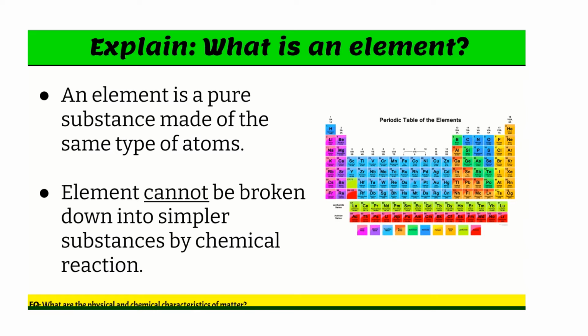Okay, the second part of that definition is that an element cannot be broken down into simpler substances by chemical reaction. So like when we took our ice cream cone and we said, okay, what are the parts of an ice cream cone? We said there's ice cream in the cone, and then we broke down the ice cream, and then we broke down the sugar that's in the ice cream, right? The smallest piece that cannot be broken down any farther is an element.